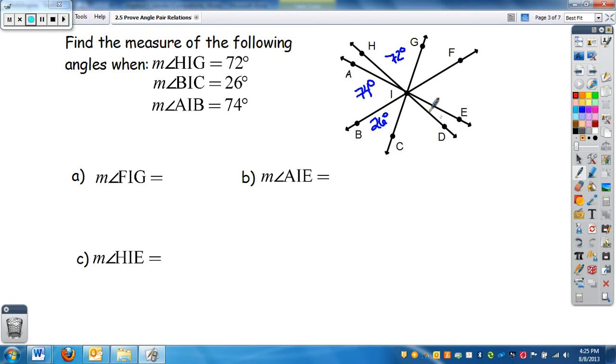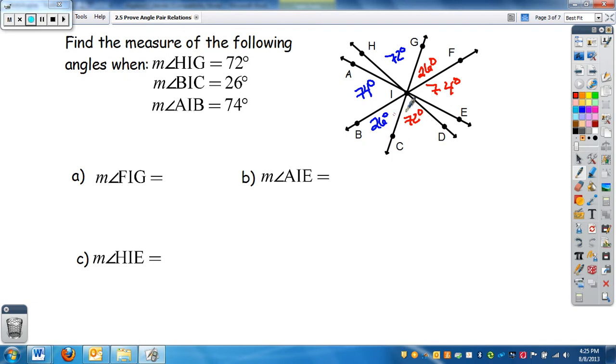Well, in here, we have tons of vertical angles. Notice we have intersecting lines, and if I just bounce over the intersection, so here I have 26, if I bounce right over, I have 26 degrees here. I have 74 here, I can bounce over to the other side and get 74. 72, I can bounce right to the opposite side and get 72 degrees here. And then the only thing I'm missing is this little angle here.